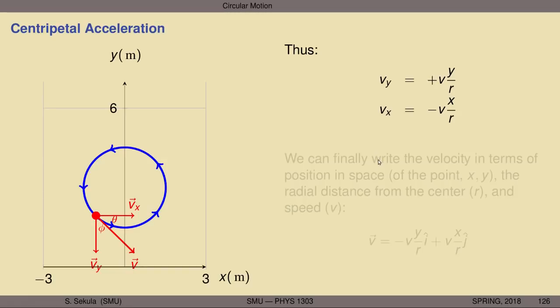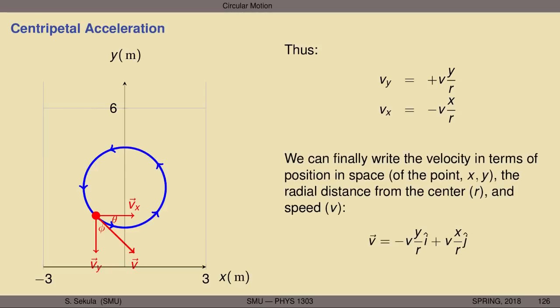All right, so finally, in terms of x and y and r and the speed v, we can finally write the velocity in terms of all of these things. And here's the velocity vector written in terms of x, y, v, and r. And as you can see, I've got this formula here. So I've still got my i-hats and my j-hats, but now I've picked up y's, x's, r's, and there's my overall speed, v, just sitting there now. Okay, so remember, this is uniform circular motion, so v never changes.